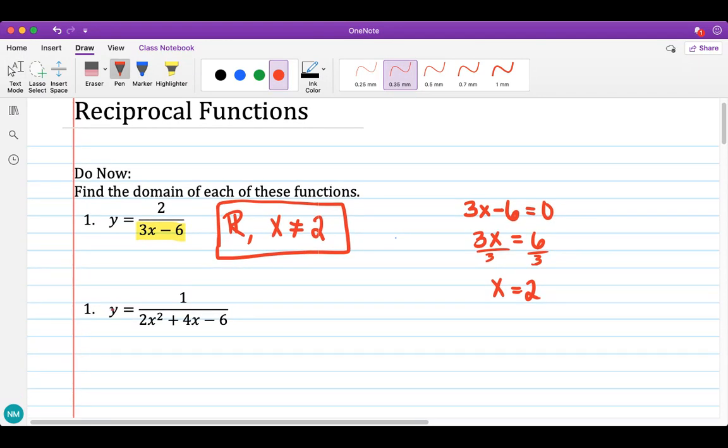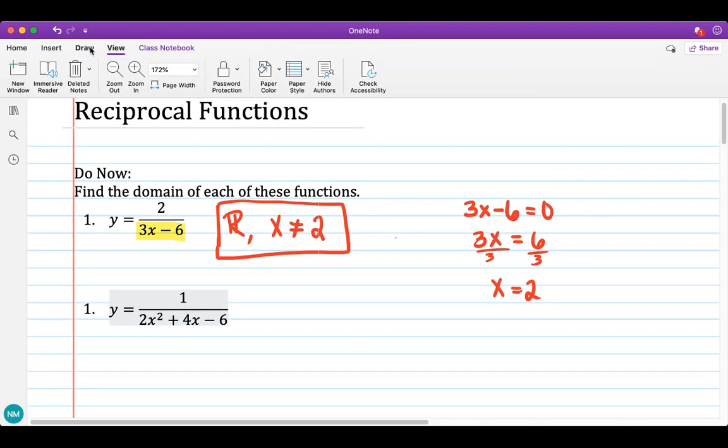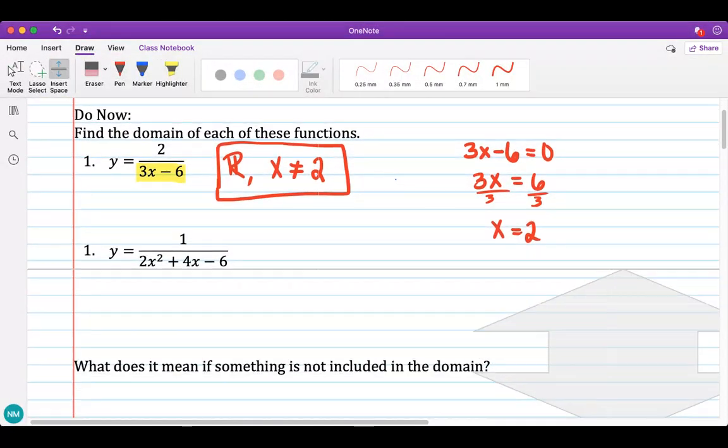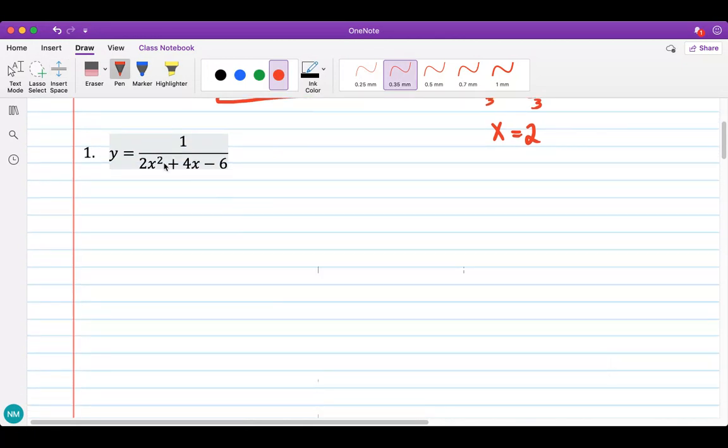And then we have y equals this function right here. So same concept. The numerator is completely irrelevant to my domain. So what I'm going to do is take 2x squared plus 4x minus 6, and I need to solve for x. So I need to factor it.